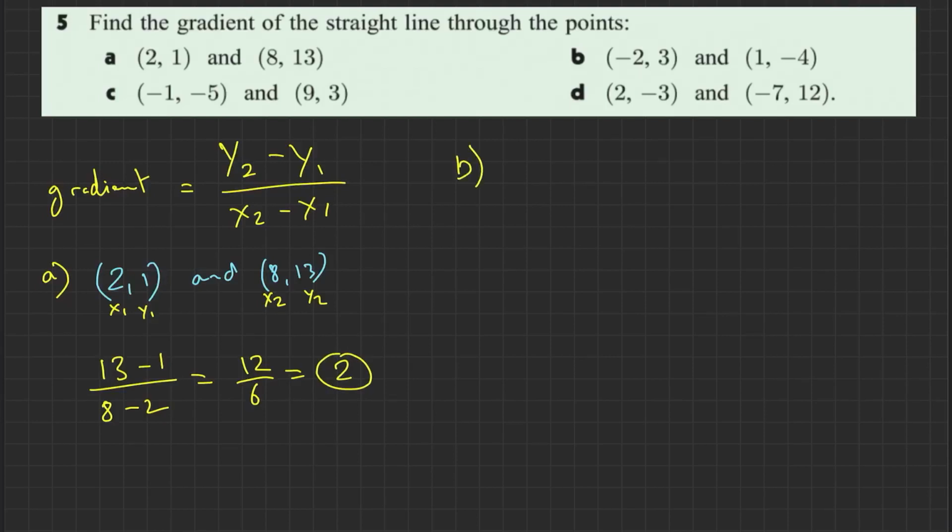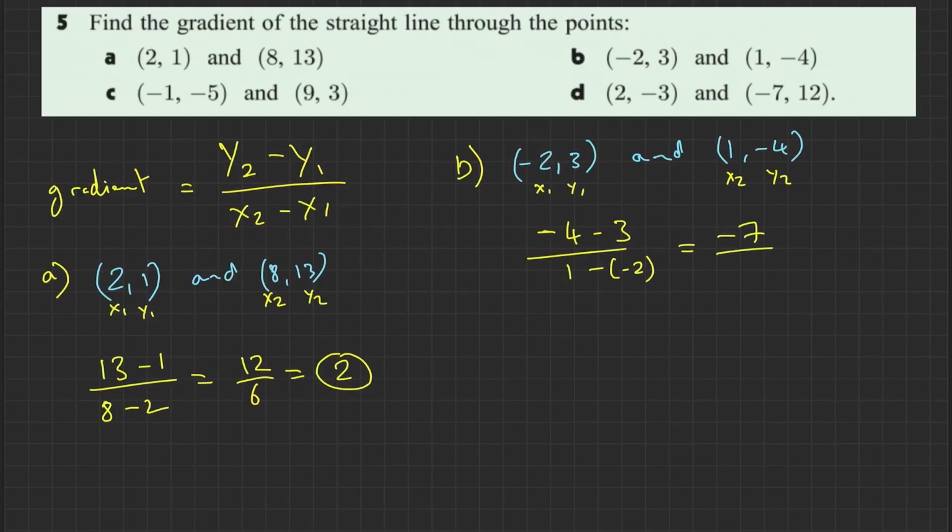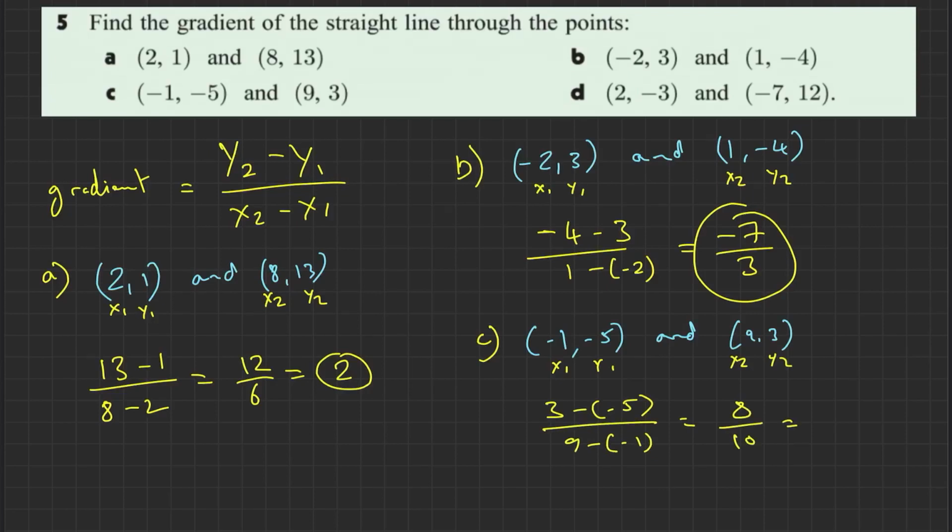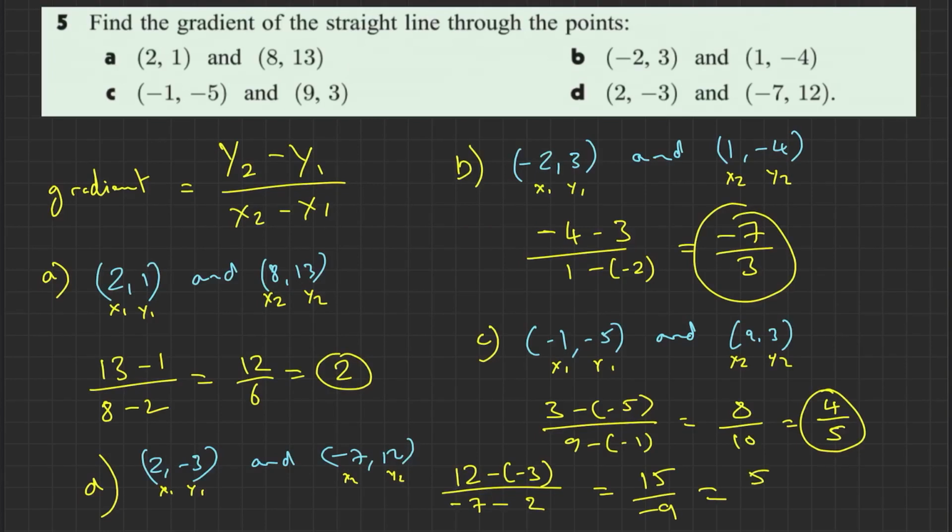Part B, we have (-2, 3) and we also have (1, -4). So label your points x1, y1, x2, y2, and then substitute them in. So we have minus 4 minus 3 is minus 7, and then 1 plus 2 is 3. That's our gradient. We have a gradient of minus 7 over 3. For C, we have the coordinates (-1, -5) and also (9, 3). So part D, 5 over minus 3. Okay, or it could be minus 5 over 3. Doesn't really make a difference.